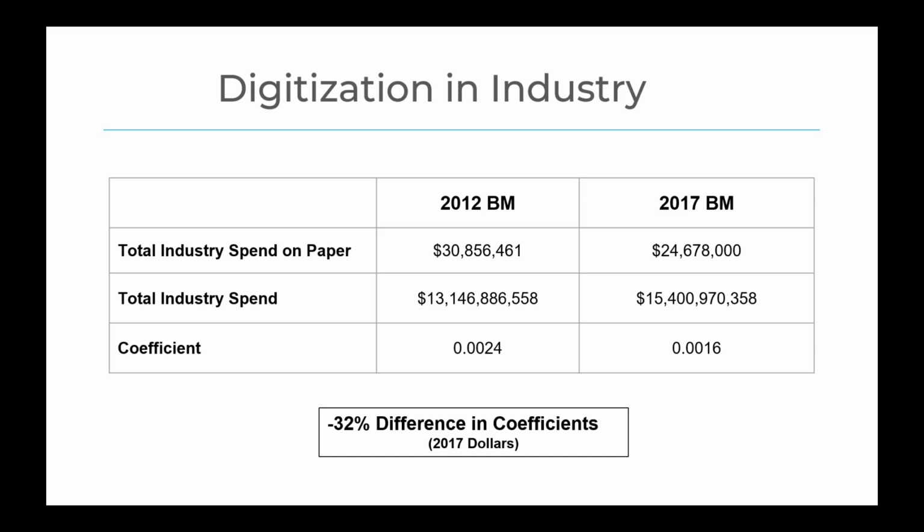So already, just looking at the dollar values compared side to side, it's pretty clear to see a bit of a decline in the spending on paper, even as total spending increases. But the coefficients are what we really want to focus on. That proportion of spending on one commodity over the proportion of spending on all commodities. So between the 2012 and 2017 benchmark data, we do see a decrease of about 32% in those coefficients.